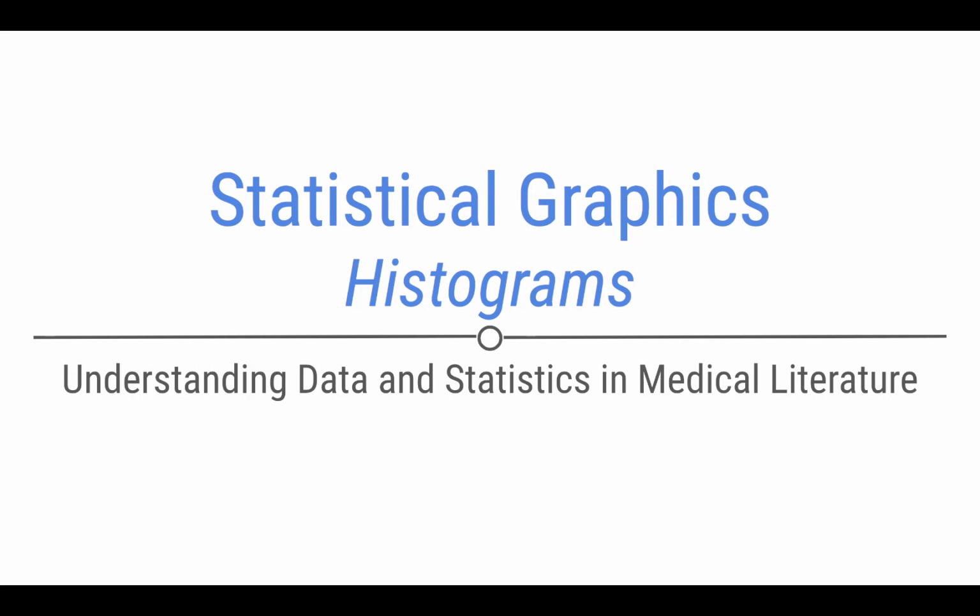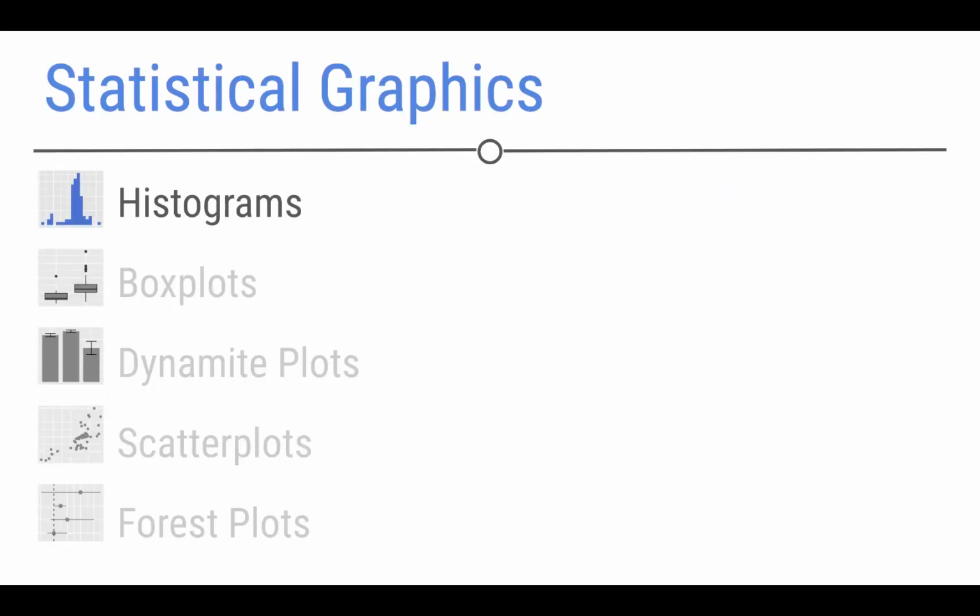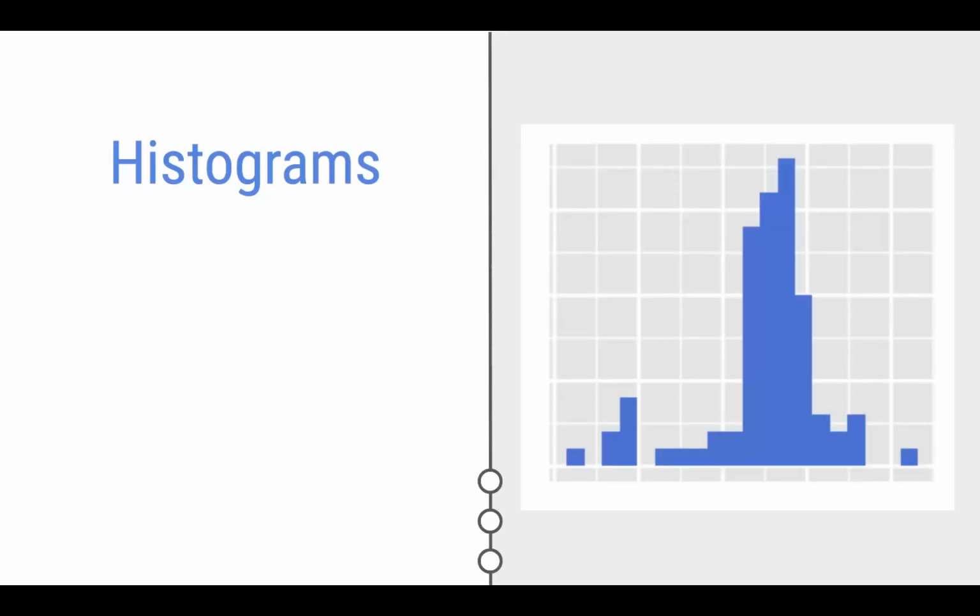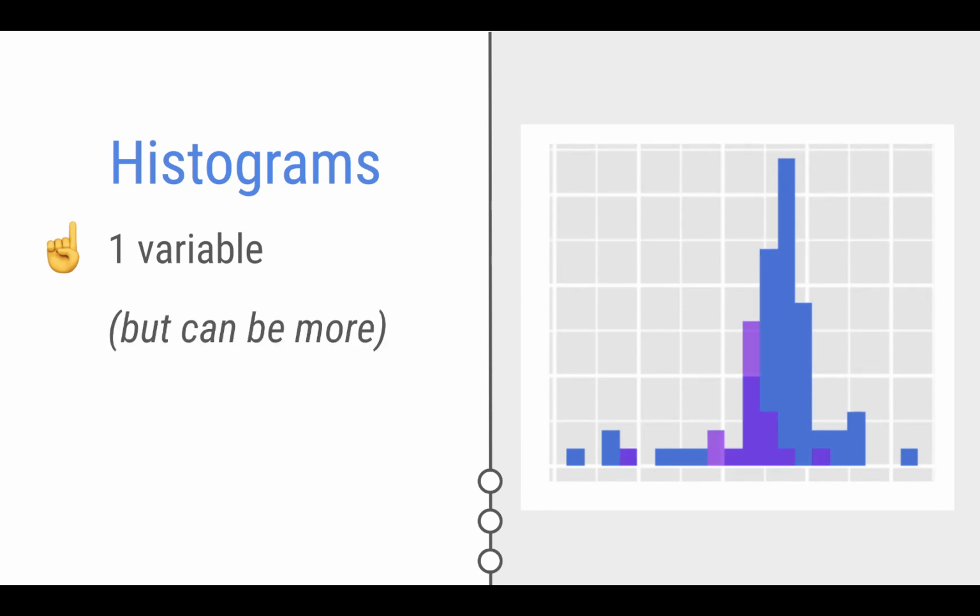All right, let's talk about the statistical graphic known as the histogram. Here's an example of a histogram, and typically histograms plot a single variable, but it's possible for them to plot multiple variables. For example, here the blue histogram would be for one variable and the purple would be for a second. And since they're overlaid, this would let us kind of compare these two variables.